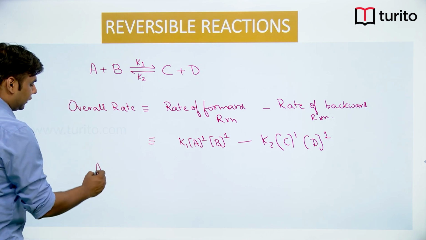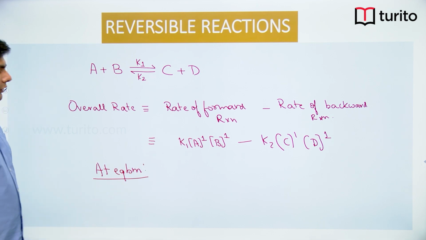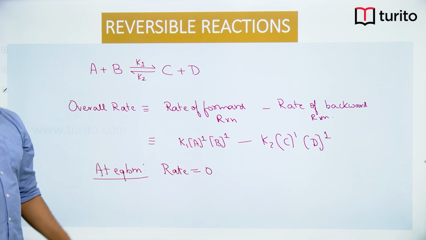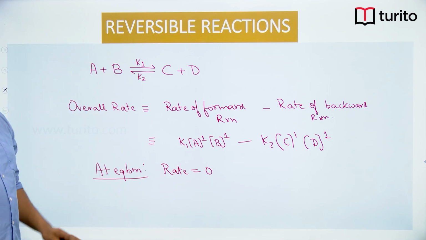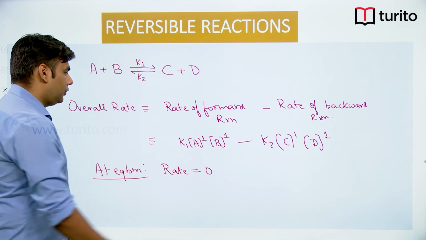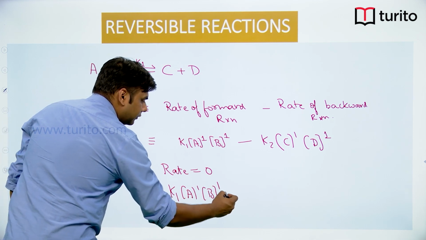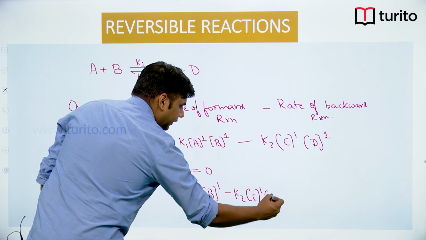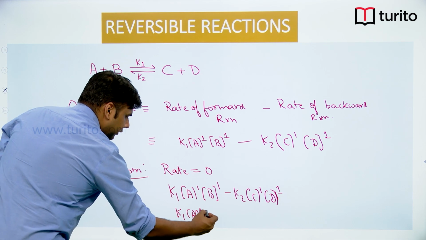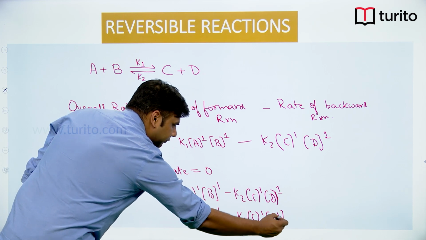Now we know that at equilibrium, when equilibrium is attained, overall rate becomes 0. That means both forward and backward reaction are proceeding with an equal extent and with an equal speed. So basically the rate of the reaction becomes 0. So when you put this value as 0, we get that K1 into A raised power 1 into B raised power 1 is equal to K2 into concentration of C raised power 1 into D raised power 1.